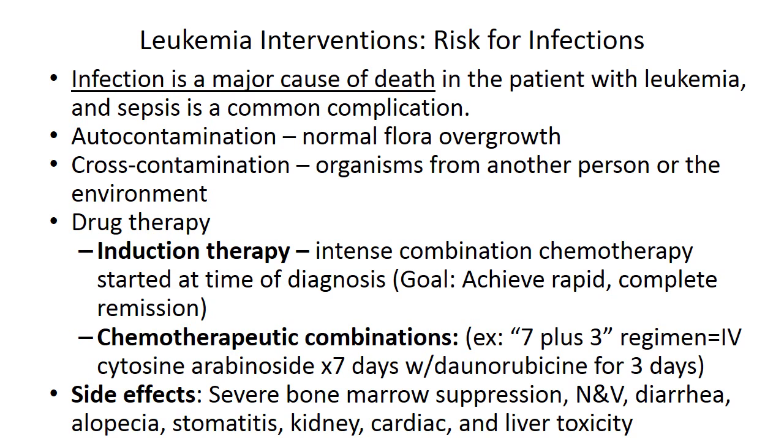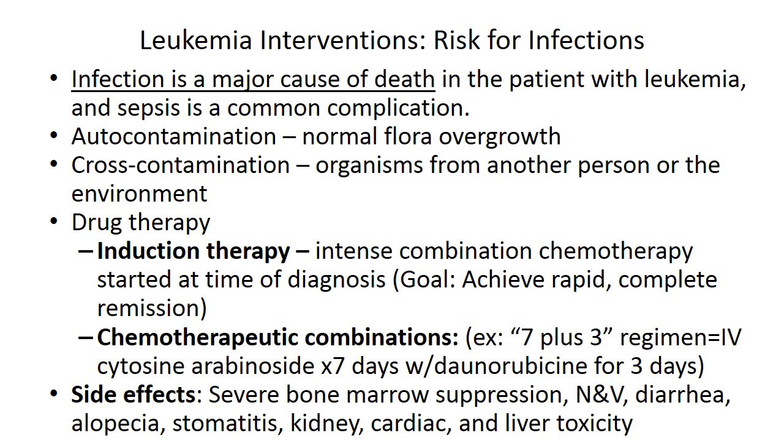Drug therapy that is used in leukemia patients includes chemotherapeutic combinations and induction therapies. Induction therapies are intense combinations of chemo started right at the time of diagnosis, and the goal is to achieve rapid, complete remission. While chemotherapeutic combinations are a drug that's used for maybe a couple of days, and then they try another drug for a couple of days. One of the examples that I provided here is the 7+3 regimen, and it's IV cytosine for 7 days with daunorubicin for 3 days. So it is kind of a combination drug method.